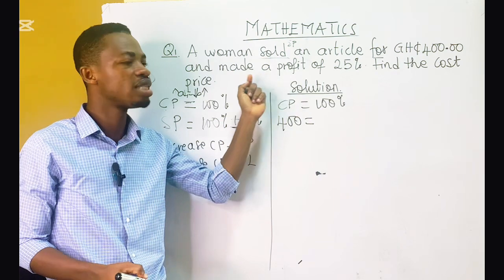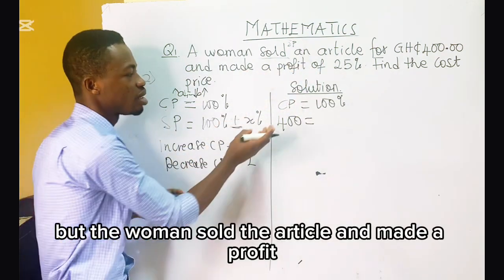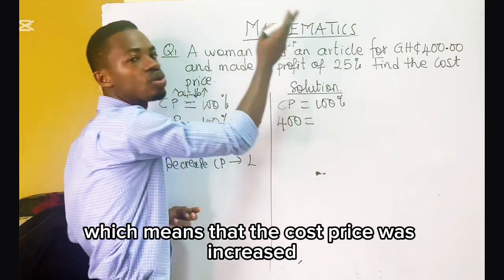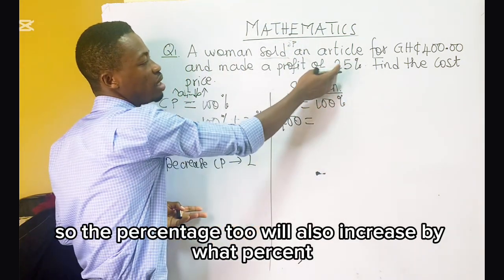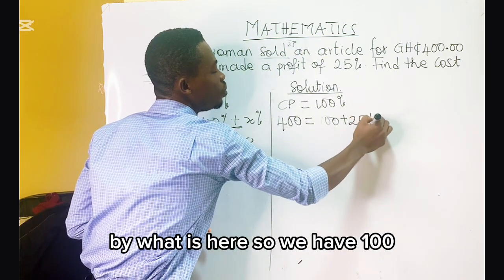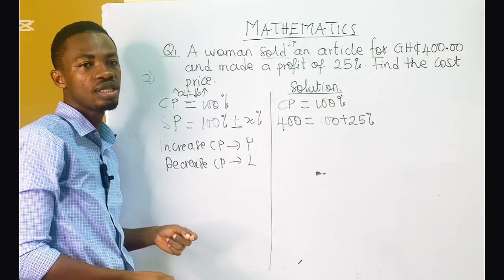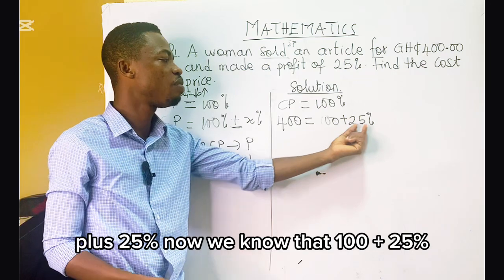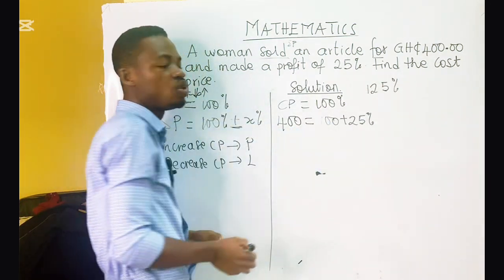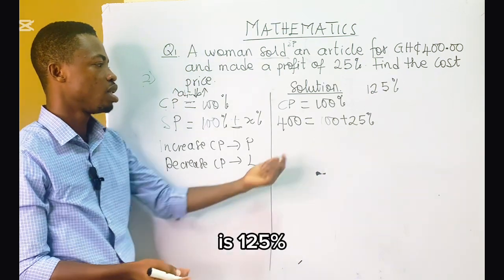But the woman sold the article and made a profit, which means that the cost price was increased. So the percentage too will also increase. By what percent? By what is here? So we have 100 plus 25%. Now we know that 100 plus 25% is 125%.